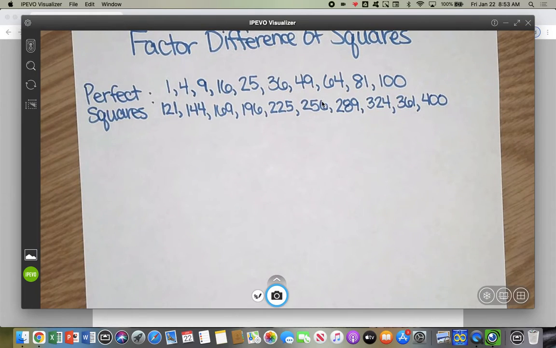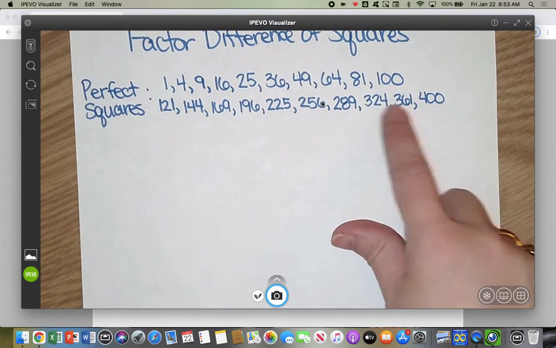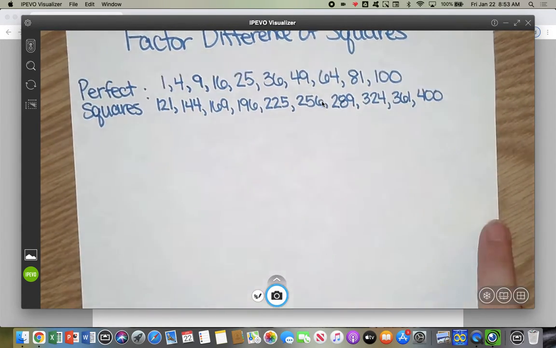That way whenever you factor, let's just say you see 289 and you're like, oh, I know it's a perfect square, but I don't know what it is. You can find 289 in the list and say, well, that's 17. You can use this as a little cheat sheet.